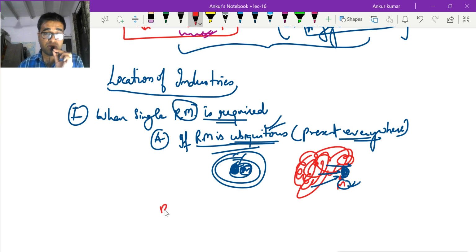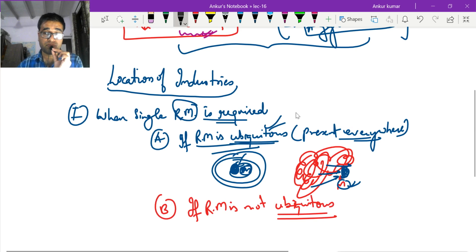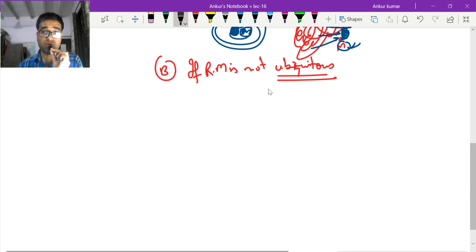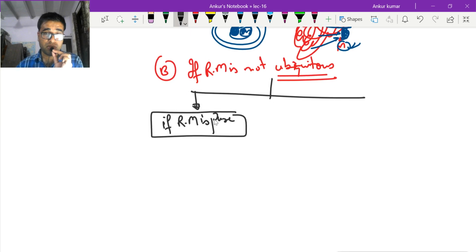Now comes the second case, when the raw material is not ubiquitous. In this case there are two possibilities. What are the two possibilities? When the raw material is not ubiquitous, either the raw material is pure. If raw material is pure, it means it is not weight losing or weight gaining.